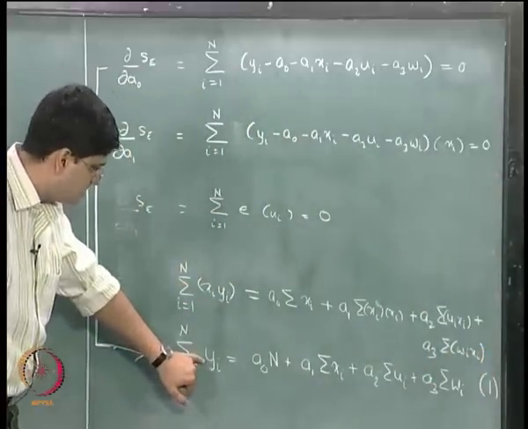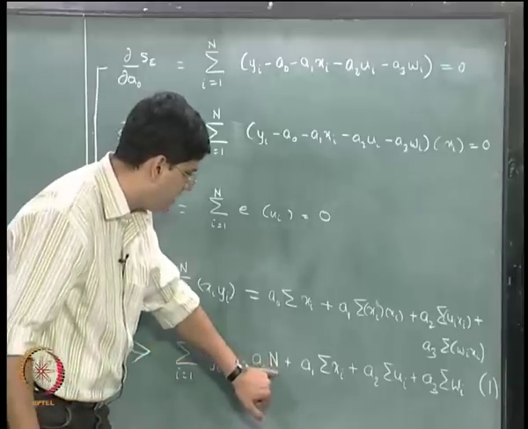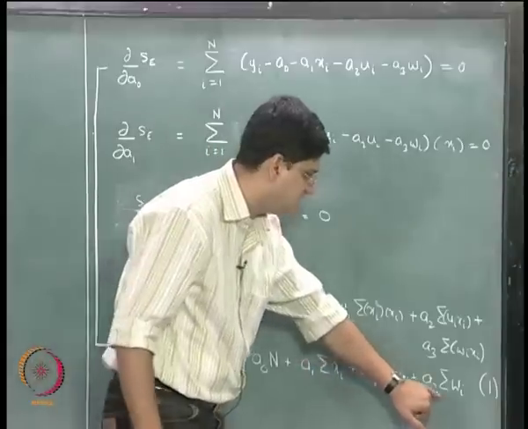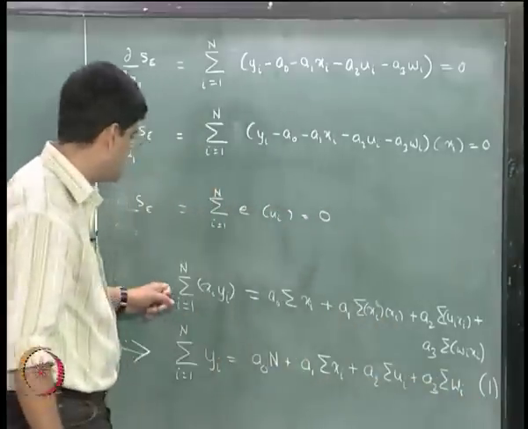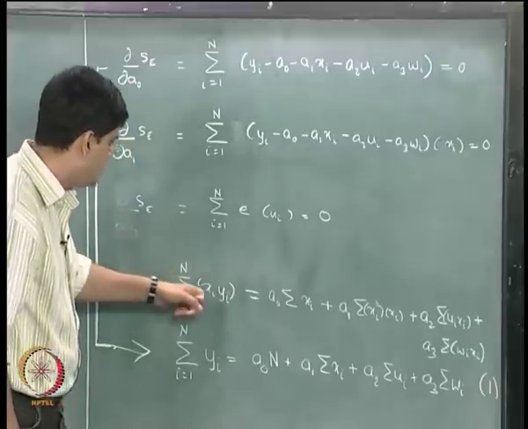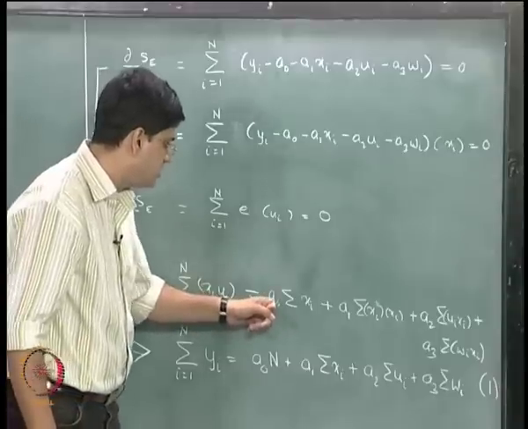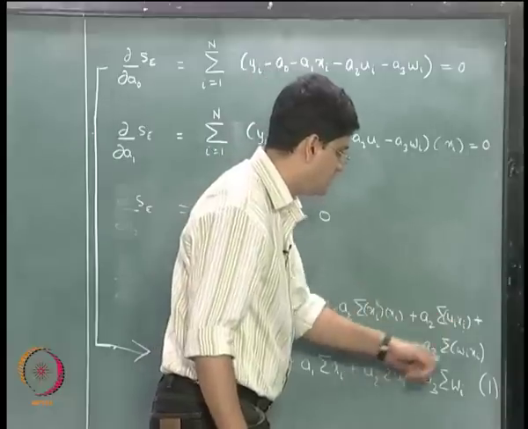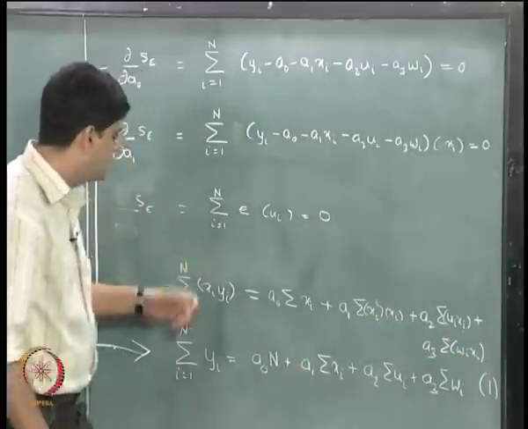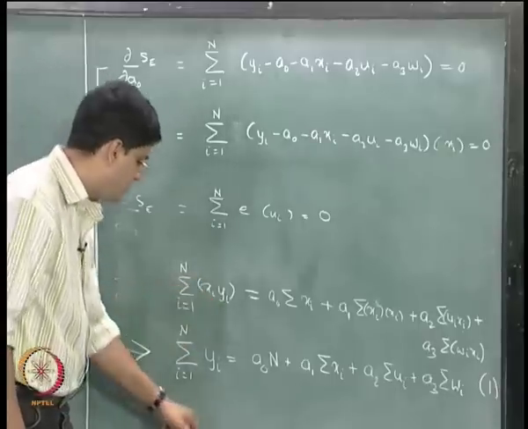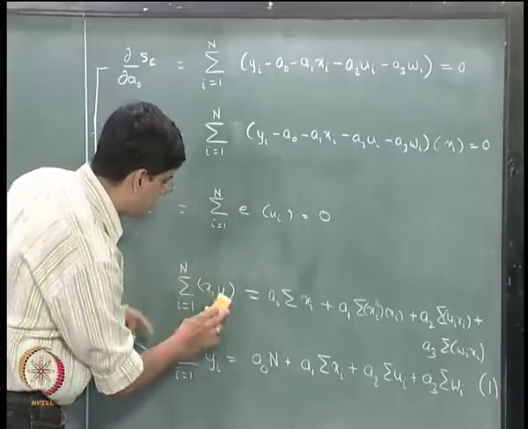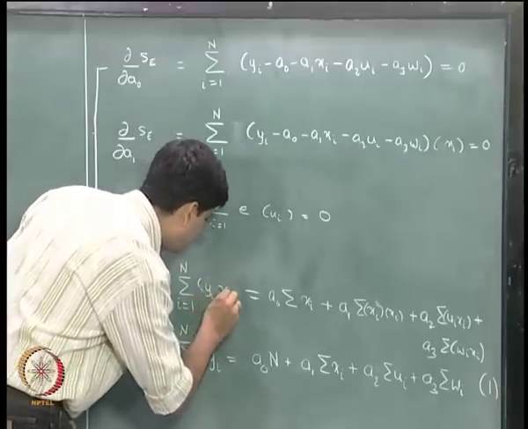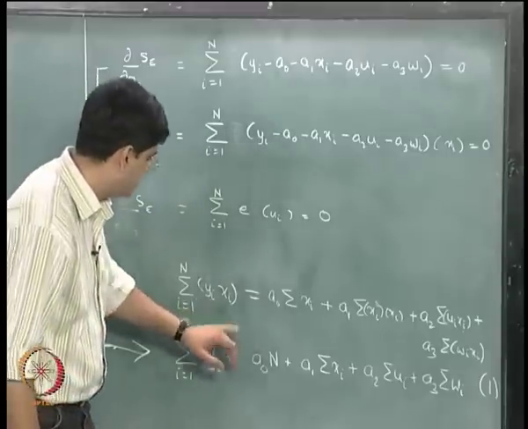So our first equation is summation yi equal to a0 n plus a1 summation xi plus a2 summation ui plus a3 summation wi. That is our first equation. Our second equation is, i equal to 1 to n, summation xi yi equal to a0 summation xi plus a1 summation xi multiplied by xi, a2 ui multiplied by xi, a3 wi multiplied by xi. The third equation is going to be yi multiplied by, I will just write it in the other sequence, instead of xi yi I will write it as yi xi, just for consistent notation.